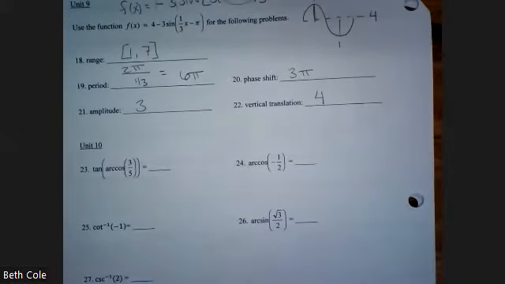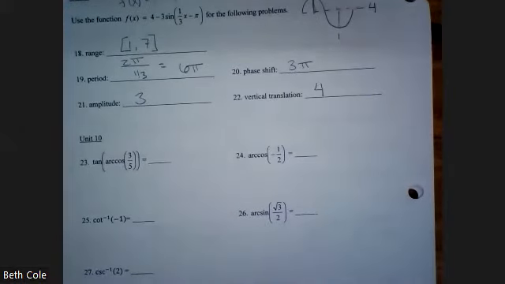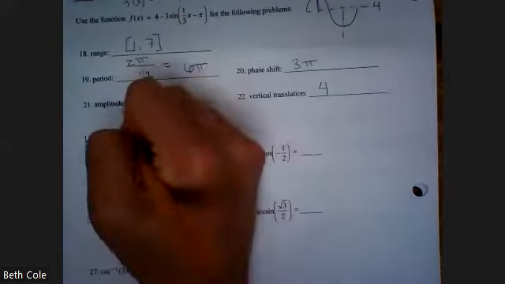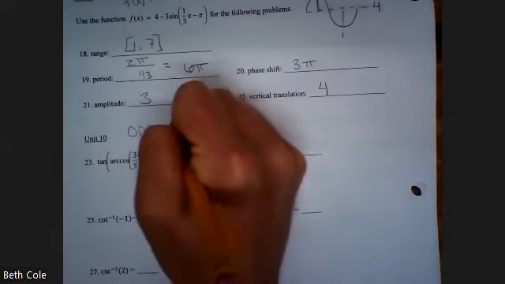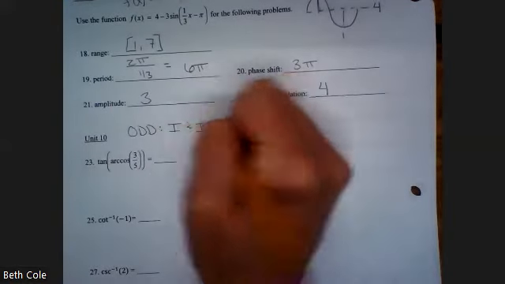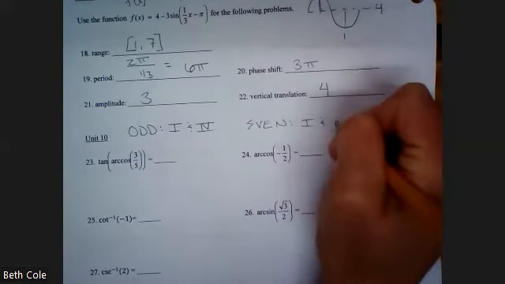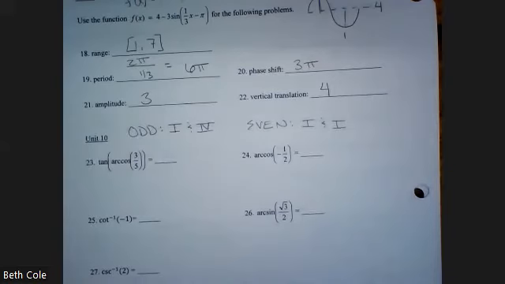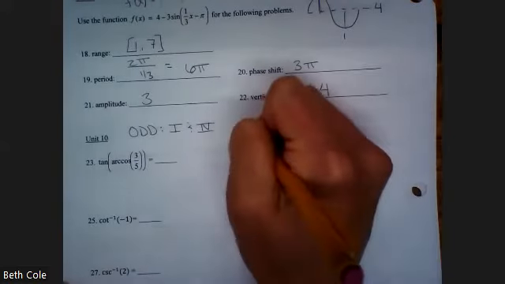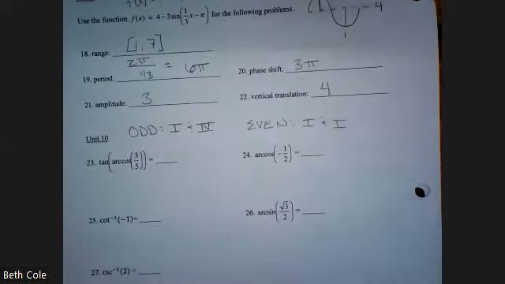All right, unit 10 was our inverse trig. So these are the ones that are really picky about the quadrants. Let me just really quick recap it. The odd ones are in quadrants 1 or 4. The even ones are in 1 and 2. So odd is 1 or 4, even is 1 and 2. And the only even ones are cosine and secant.